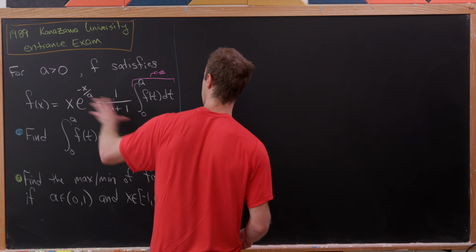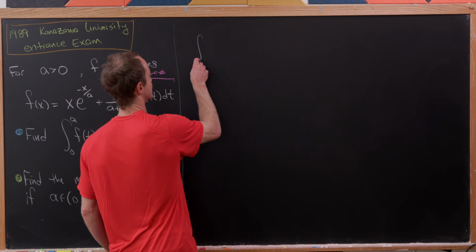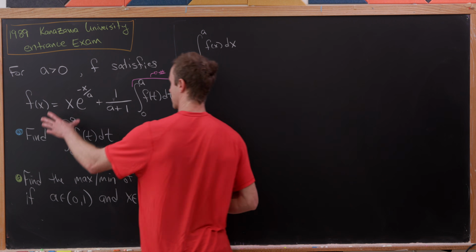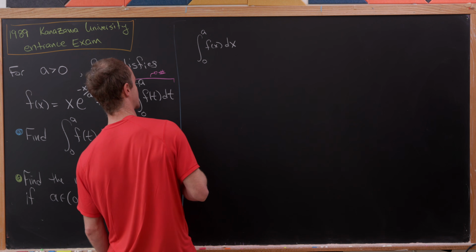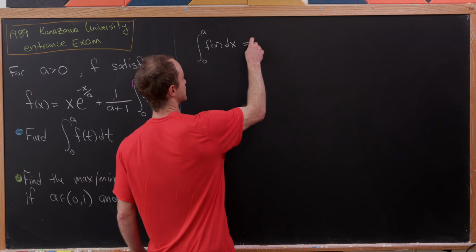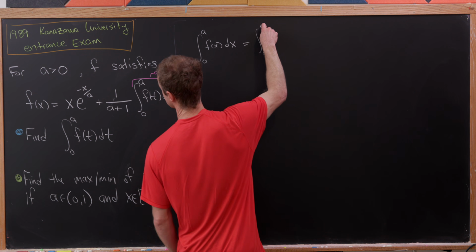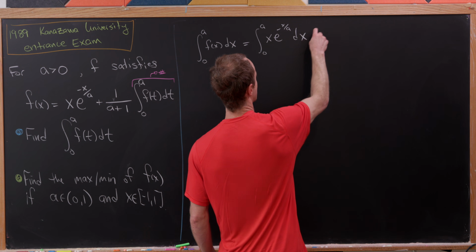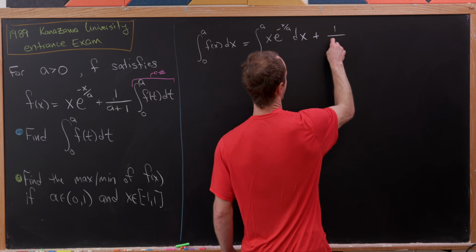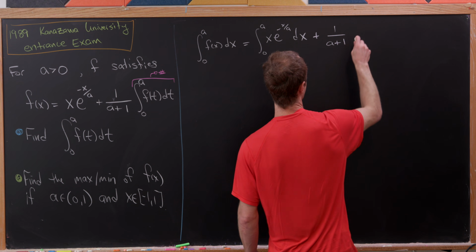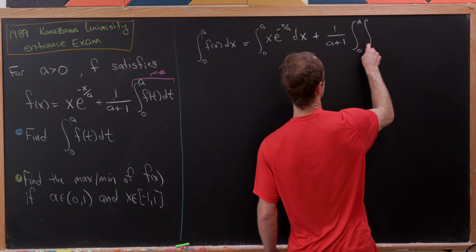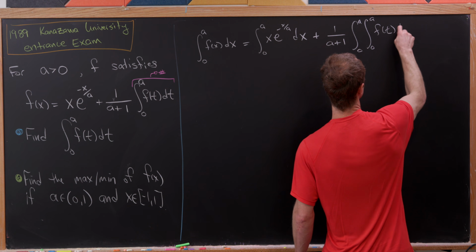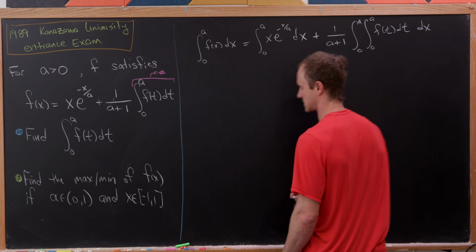So what we'll do is take this entire equation and integrate it from 0 to a. So that'll leave the left-hand side of the equation equal to the integral from 0 to a of f of x dx. And then here we'll have the integral from 0 to a of x times e to the minus x over a dx. And then here we'll have 1 over a plus 1. Here we're using the linearity. And then a double integral, both with respect to a, of f of t dt and then dx.